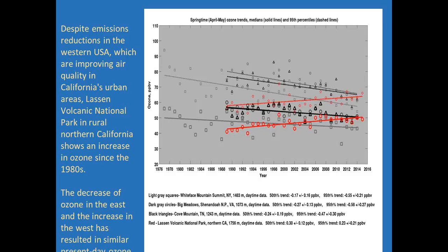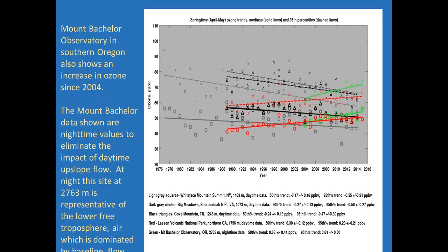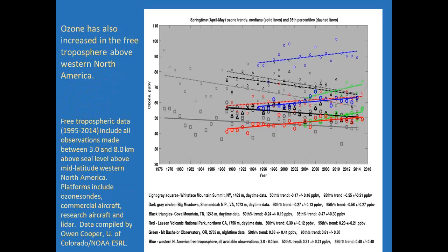And there's actually now as much ozone on the West Coast as there is on the East Coast. Next slide, we'll add on Mount Bachelor. It's only a 12-year record, but that's going up generally at the same rate. And if you add the next slide, that's ozone in the free troposphere at 3 to 8 kilometers above western North America. And we now have a 20-year record.